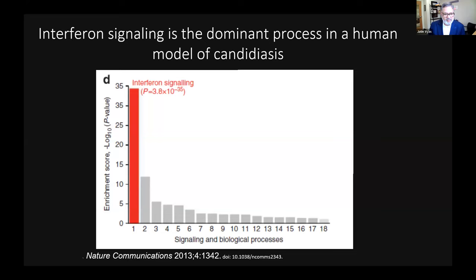And when this paper was both discussed and published, it was a curiosity in terms of why the type 1 interferon or the interferon signaling pathway was so dominant in this process. And better understanding this became a question in my lab, trying to better understand what was going on and why interferon signaling, and what the role of interferon signaling was in the host defense for candidemia.